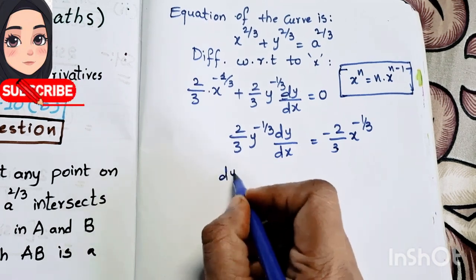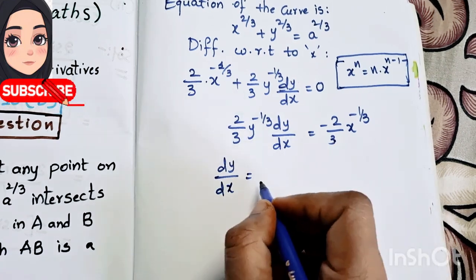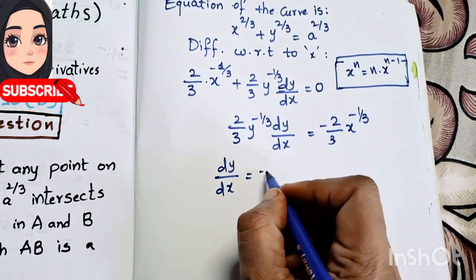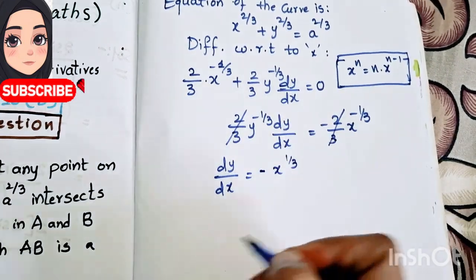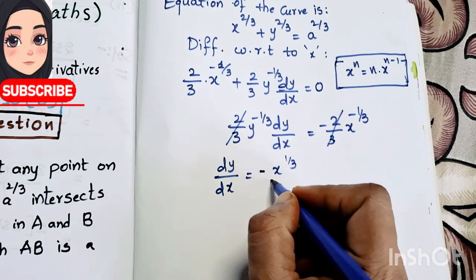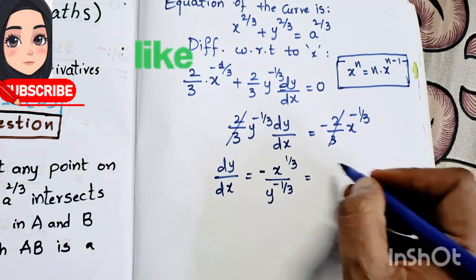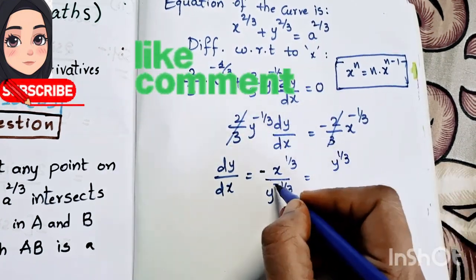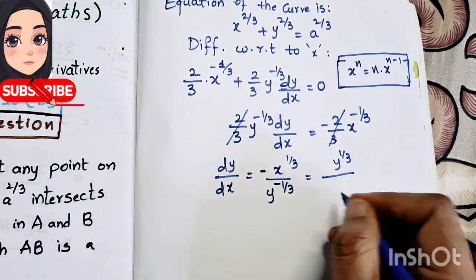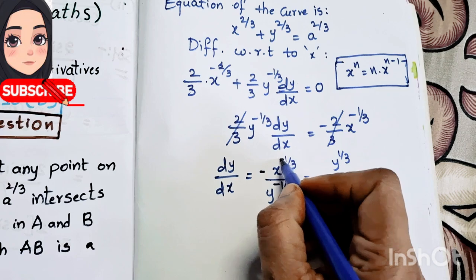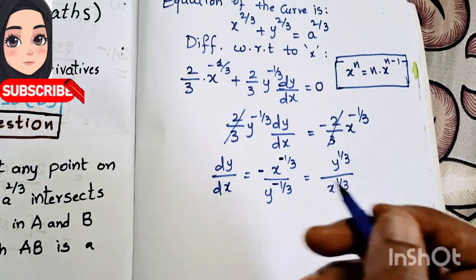So now find dy/dx from the above: dy/dx equals minus (2/3) x^(-1/3) divided by (2/3) y^(-1/3). This 2/3 and this 2/3 get cancelled. This y^(-1/3) comes to the numerator and becomes y^(1/3). The power becomes positive. And x^(-1/3) comes to the denominator, and it becomes x^(1/3). Okay, understood?